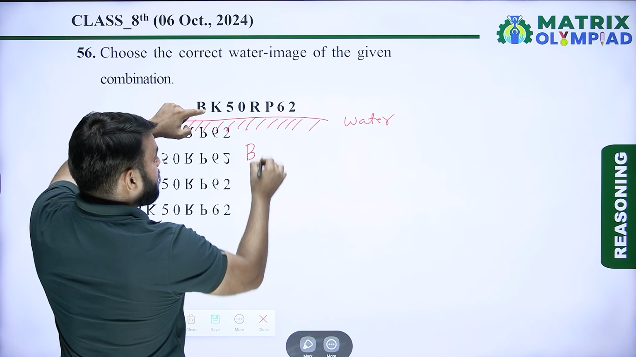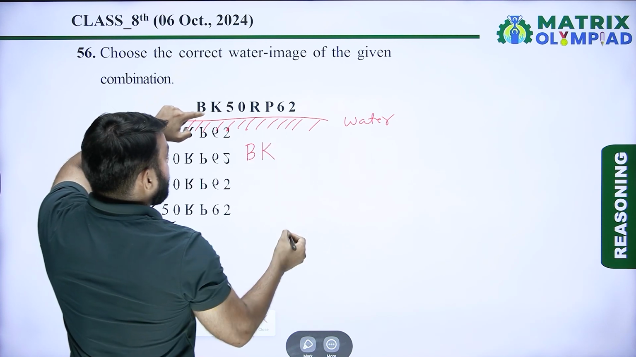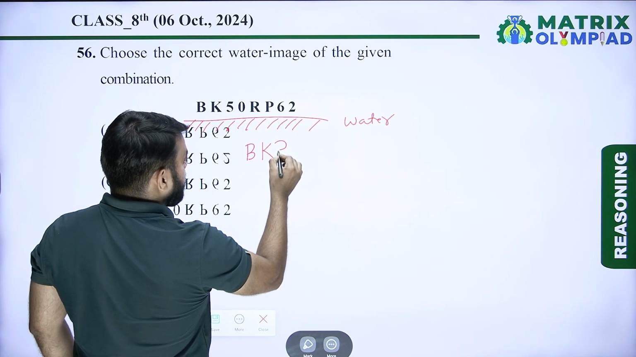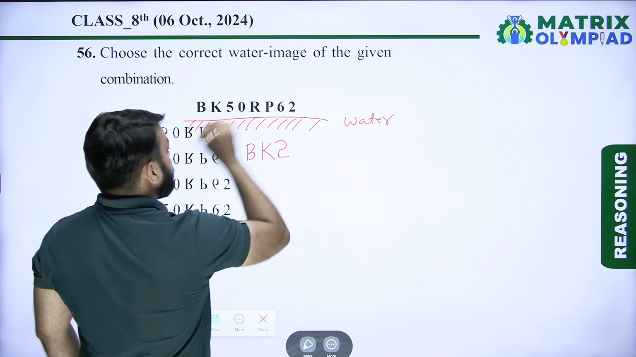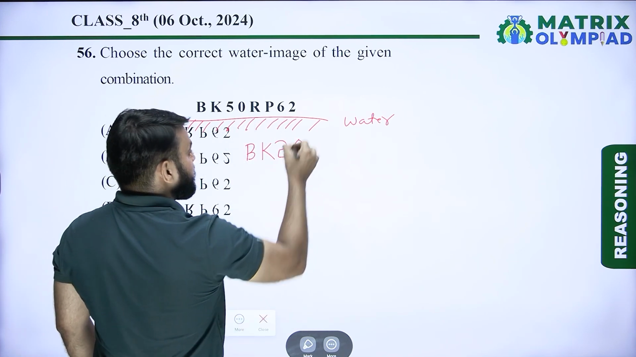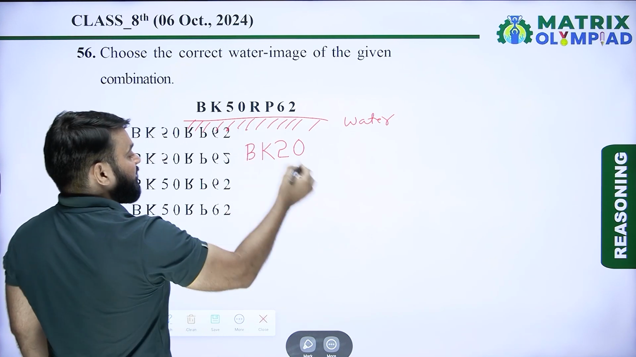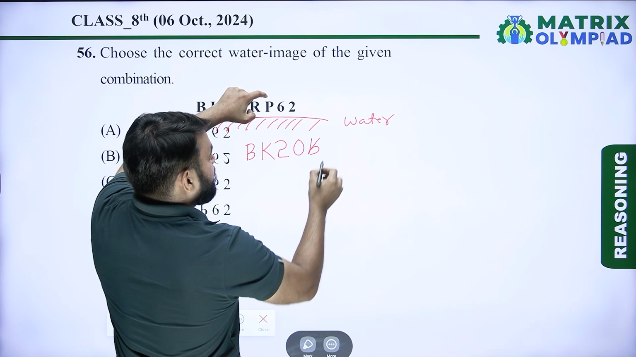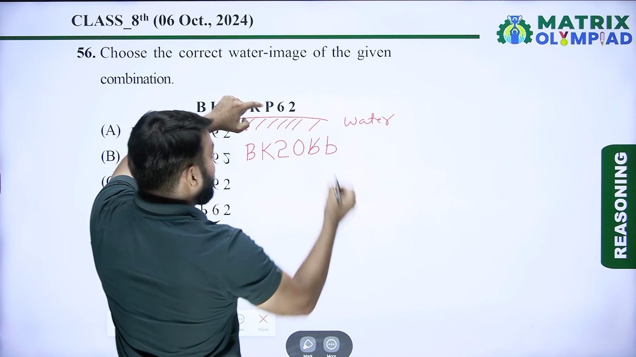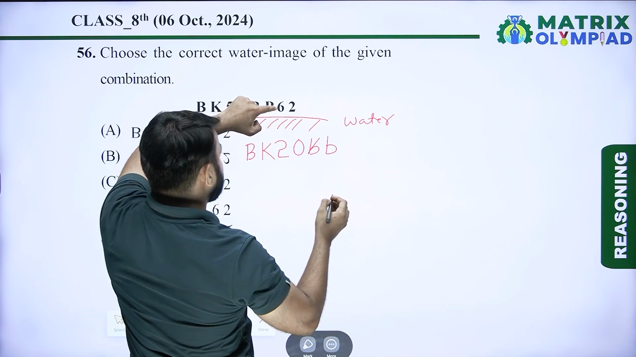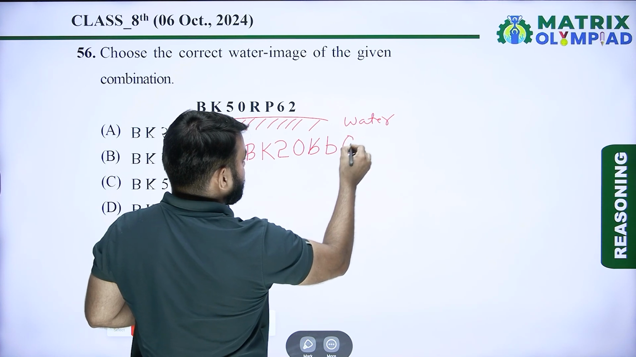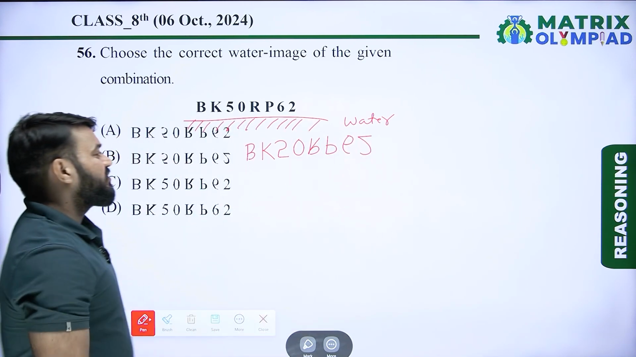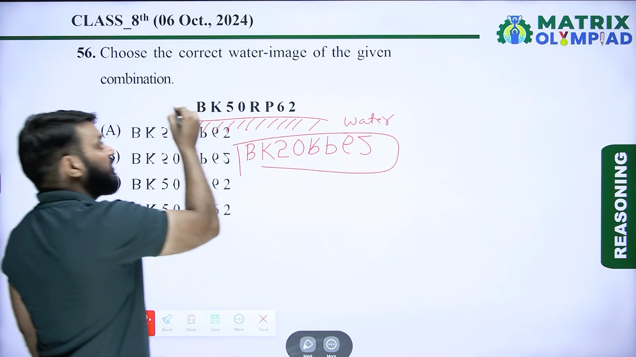Now find the water image of K. So this is the water image of K. Now find the water image of 5. So this is the water image of 5. Next find the water image of 0. Now find the water image of R. Now find the water image of P. And now find the water image of 6. Now find the water image of 2. So this is the correct water image of the given combination.